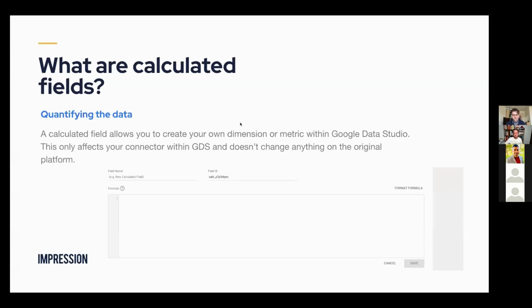Whatever you do in GDS will stay in GDS, so feel free to experiment with calculated fields. It's not actually going to change the data in the connector. And I think a lot of what I'm going to go through now applies to Google's first party connectors, specifically Search Console and Analytics. But if you are using any third party connectors or APIs, it can apply to those too.